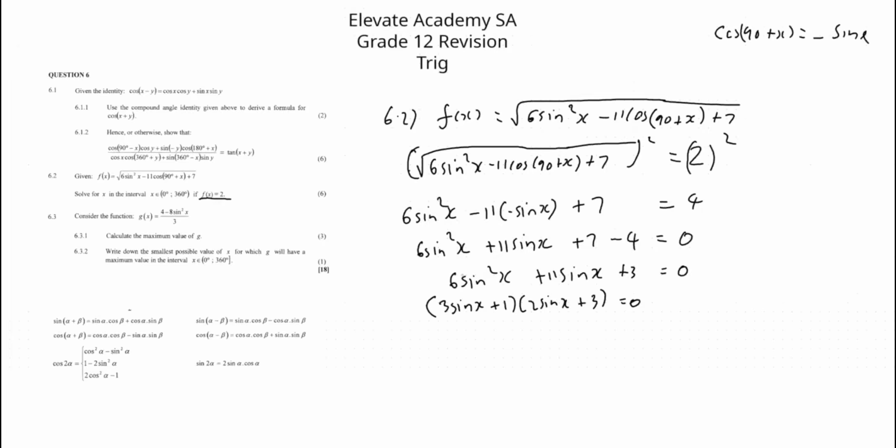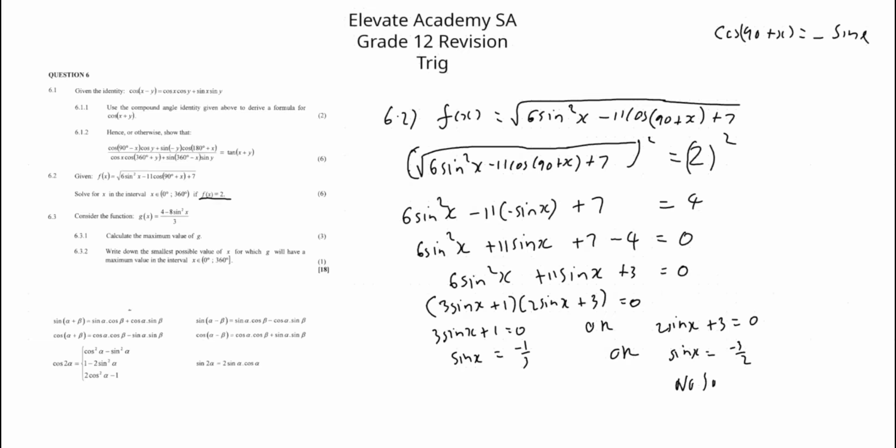When we factorize this, we're now left with this, and if we solve the equation, we're going to say 3 sine x plus 1 equals 0, or 2 sine x plus 3 equals 0. And we're going to have sine x is equal to negative 1 over 3, or sine x is equal to negative 3 over 2. And we know that there's going to be no solution here.